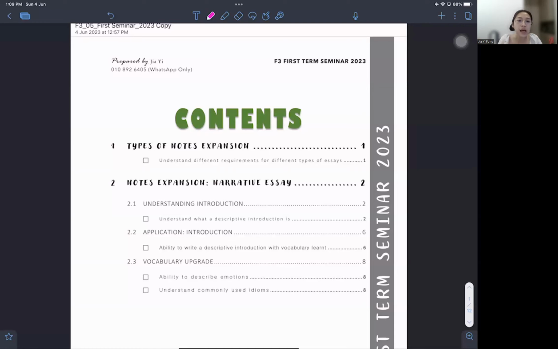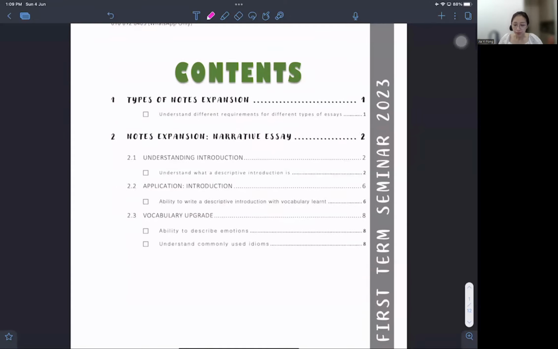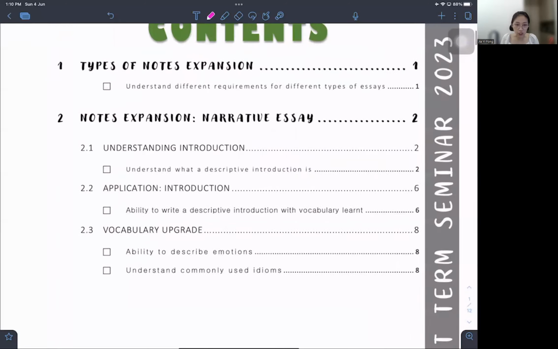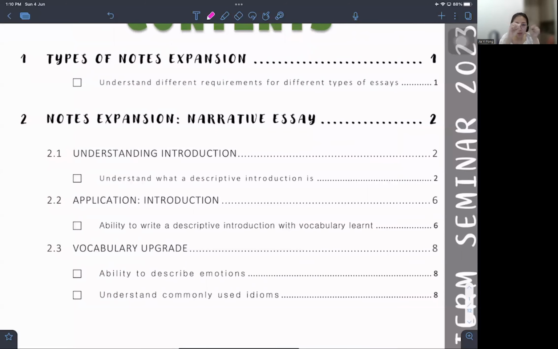I like to always start my class with a goal in mind, because I always believe if you do things without a goal, you don't feel motivated, you feel lost in the process. So everybody, if you have your notes, look at the first page. Do you see all the square boxes here? That is your goal today. Hopefully by the end of our lesson, you will be able to check off all these boxes.